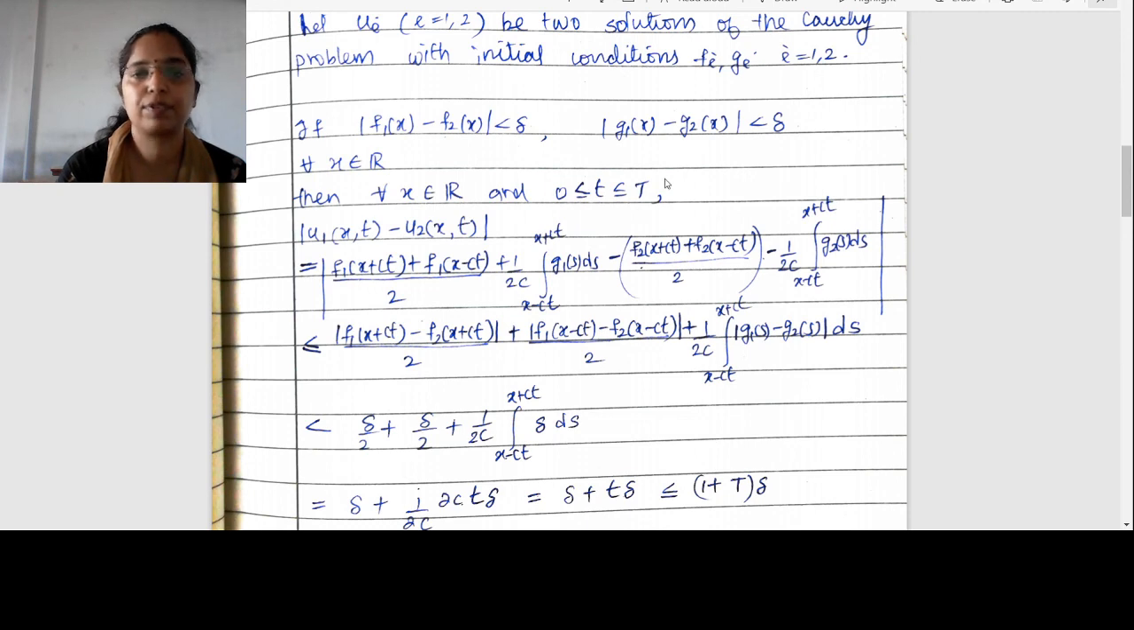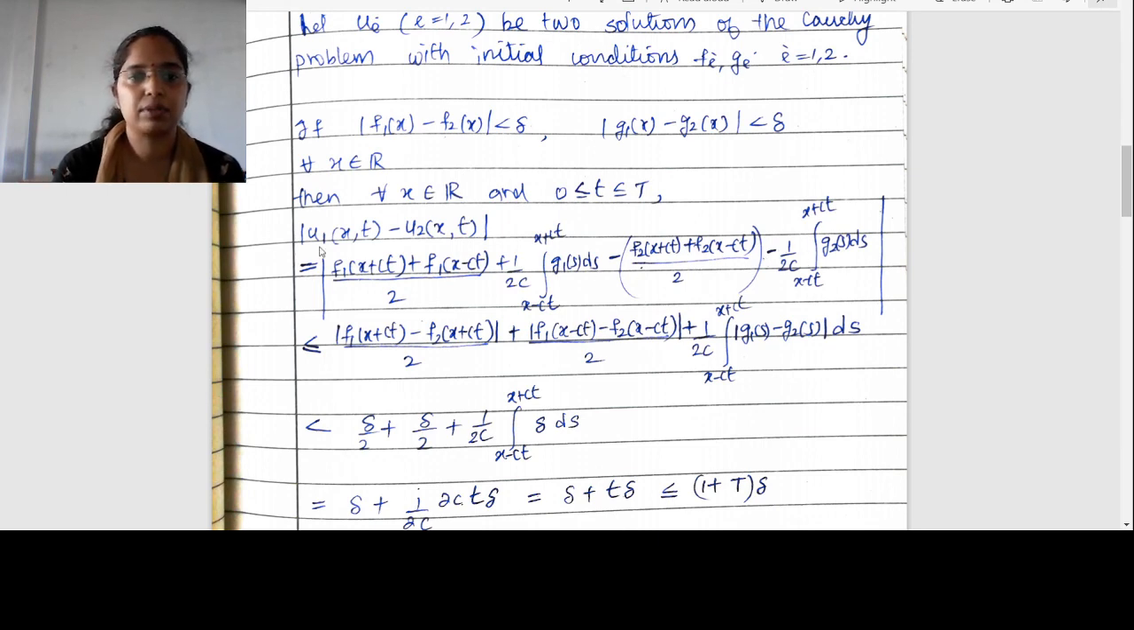So for a fixed capital T, we have to see what about u1 and u2. Do they also vary in a very slow way? So we will check what is mod u1 minus u2. For u1, we can substitute from the D'Alembert's formula. You will get f1 of x plus ct plus f1 of x minus ct by 2, plus 1 by 2c integral x minus ct to x plus ct g1 of s ds, minus u2. u2 again you substitute in the D'Alembert's formula. So here I have taken the minus inside.